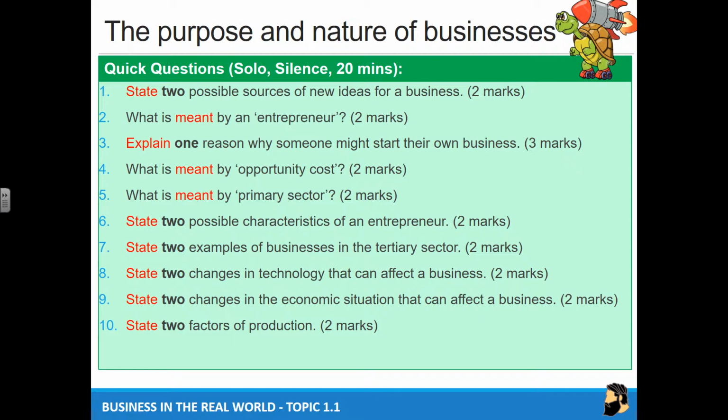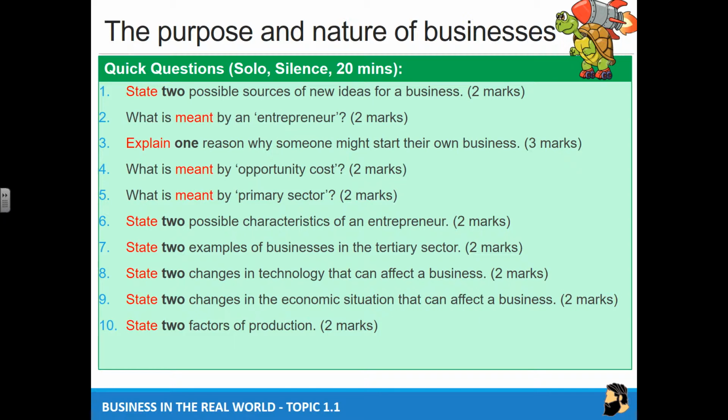So for example, the first one, state 2 possible sources of new ideas for a business. So how I would say this is, 2 possible sources of ideas for a new business could be this. So what sources? The word source means what is the catalyst, what is the reason, what could be the purpose, what started it, okay? Question number 2, what is meant by an entrepreneur?